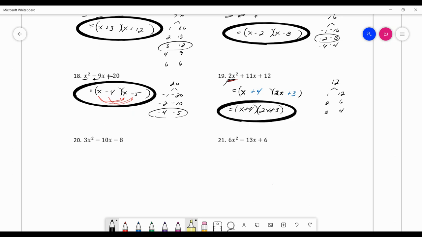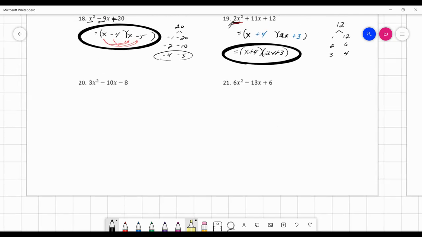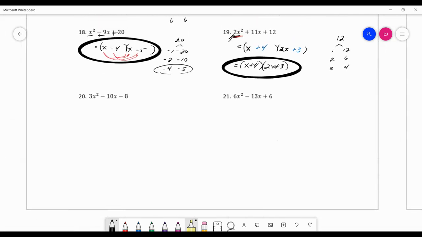So when that leading coefficient is not 1, we do wind up with a little bit of guess and check. Let's try a couple more. 3x squared minus 10x minus 8. So my two binomials here, one of them is going to have an x and one of them is going to have a 3x. And if you did it in reverse and you wrote 3x here and the x here, it doesn't make any difference whatsoever.